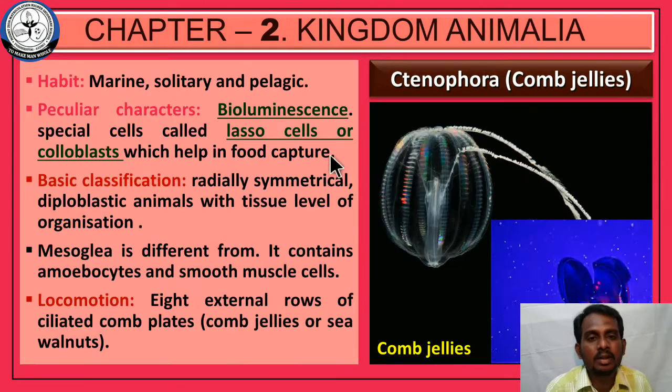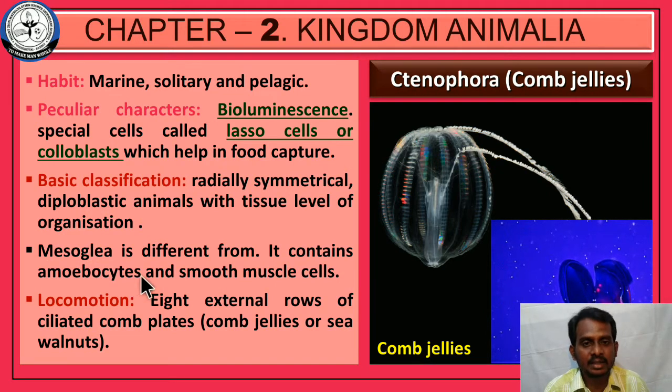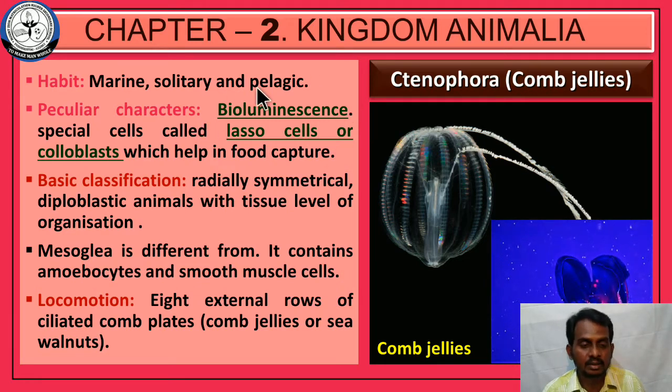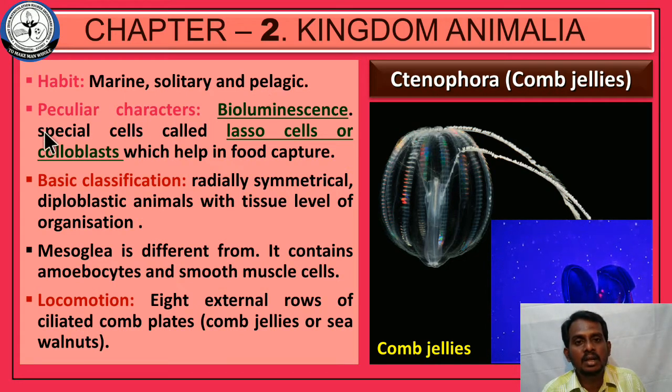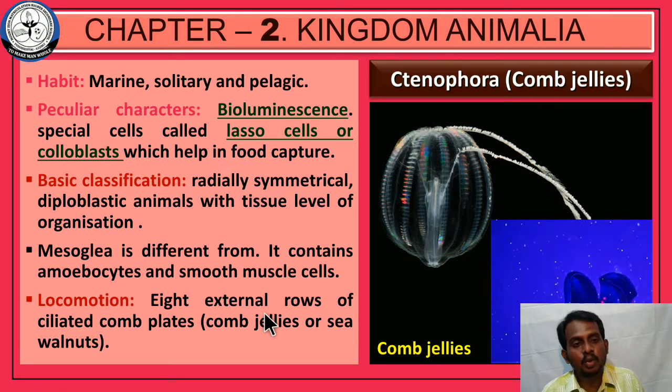Okay, what is A? A means amoebocyte cells. Amoebocyte cells are a peculiar character because here the mesoglea differentiates into amoebocytes. A over. Next B, very good, bioluminescence. Excellent, bioluminescence is a peculiar character. B over. Next C, there are 3 characteristic features connected with C. One is colloblasts, second is comb plates, and third is comb jellies. C over.